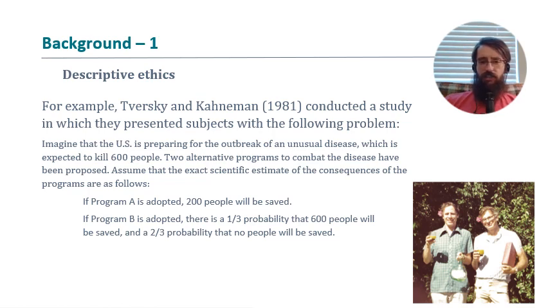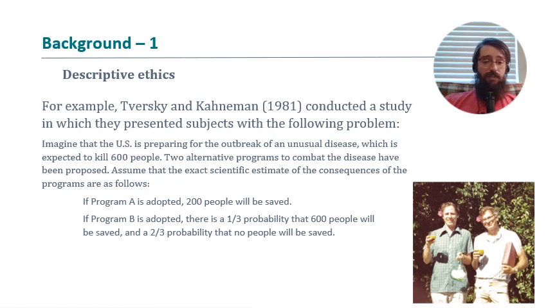These are psychologists who did many experiments on how people actually think and behave. And in 1981, they conducted this study where they presented people with the following problem. They presented their experimental subjects who volunteered for the experiment with this problem. And this is what the problem is. Imagine that the US is preparing for the outbreak of an unusual disease, which is expected to kill 600 people. Two alternative programs to combat the disease have been proposed. Assume that the exact scientific estimate of the consequences of the programs are as follows.